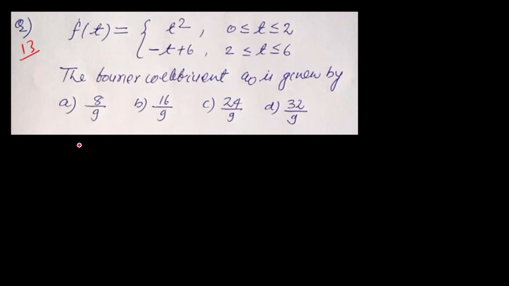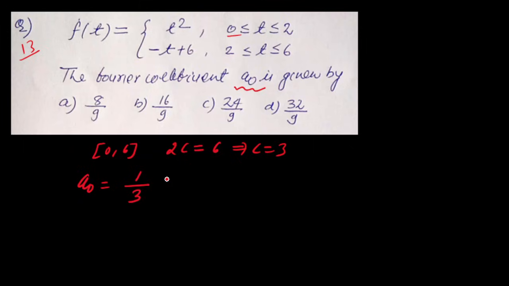So how to find the Fourier coefficient a naught? Here, what is the length of the interval? The length is 0 to 2 and then 2 to 6. So the interval is basically 0 to 6. So the length of the interval 2c is equal to 6, so c is equal to 3. And they're asking a naught. What is the formula for a naught? It is 1 by c, so 1 by 3, integration from 0 to 2 of t square dt, and then integration from 2 to 6 of minus t plus 6 dt.